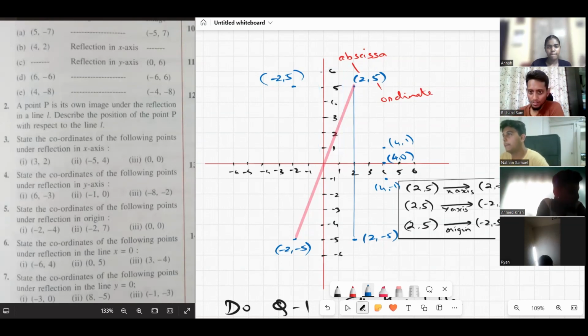Look, this 2 comma 5 we'll call the object, and this we'll call the image. The word object is not used very often here. In physics we use object and image, but here we don't use the word object, we use the word image.